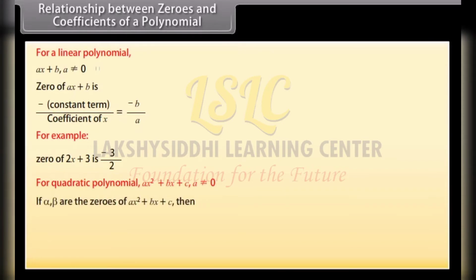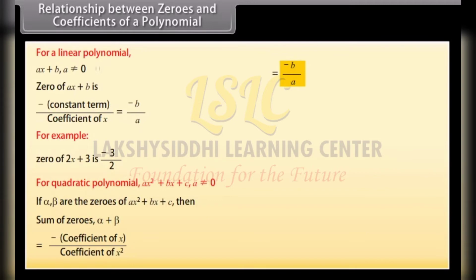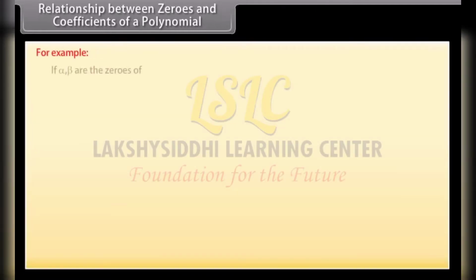if alpha, beta are the zeros of ax square plus bx plus c, then the sum of zeros, alpha plus beta, is equal to minus coefficient of x upon coefficient of x square, which equals minus b upon a. The product of zeros, alpha beta, is equal to constant term upon coefficient of x square, which is equal to c upon a. For example, if alpha, beta are the zeros of 2x square plus 3x plus 2, then alpha plus beta is equal to minus 3 upon 2, and alpha beta is equal to 2 upon 2, which equals 1.